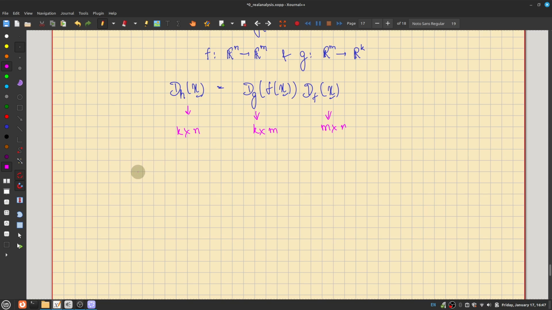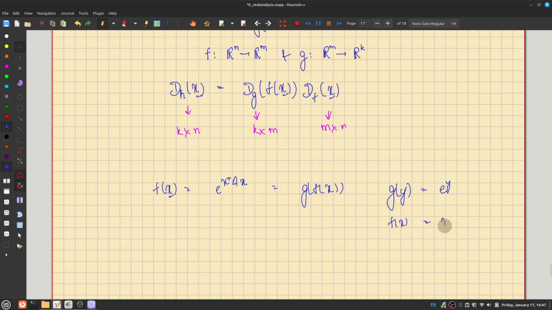All right, so now if I gave you a function that looked like this, f of x is, let us say, e raised to x transpose Ax, how do you find the derivative? I can write this as g of f of x, where g of y is e to the power y. So g is a function from R to R, and f is a function from R^n to R. So f of x is x transpose Ax.